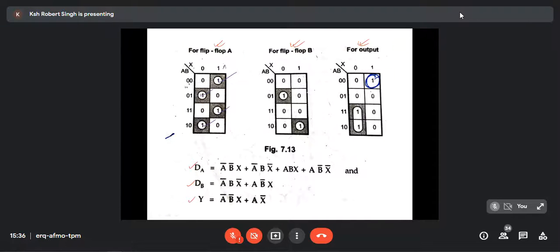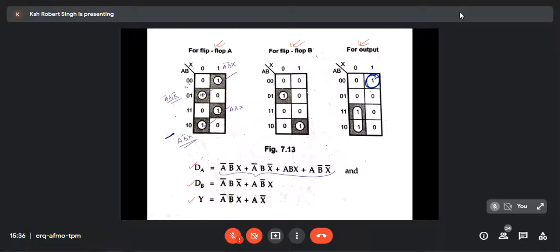This is A bar, B bar, X. What is this? This is A bar, B, X bar. What is this? This is A, B, X. Can you understand? What is this? This is A, B bar, and X, because we have to write like this only, since no combination is possible. That is why they are writing like this.